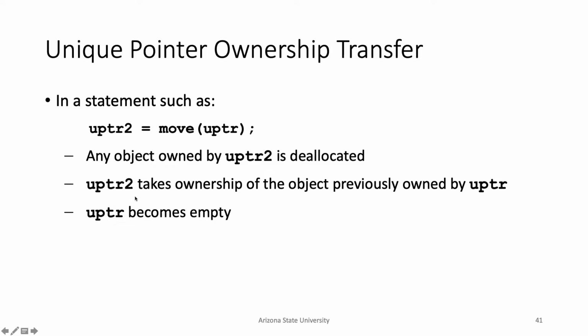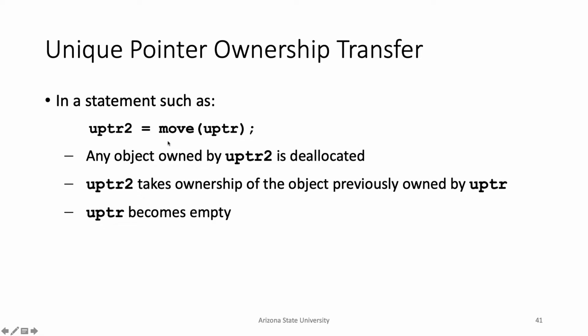Yeah, so uputter2 takes the ownership of the object previously owned and uputter becomes empty. This isn't exactly what this function does, so I'm just letting you know right now, but in concept, that's what it does. But any questions about, yeah?